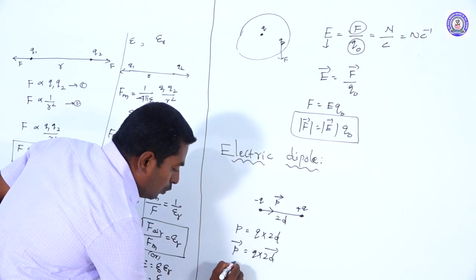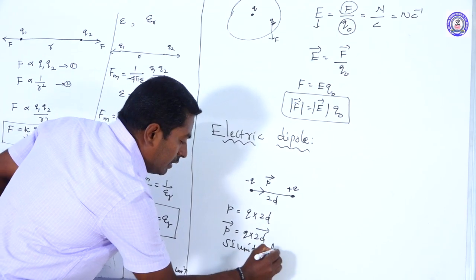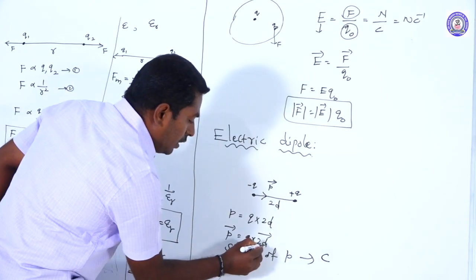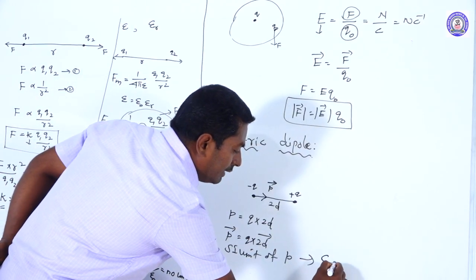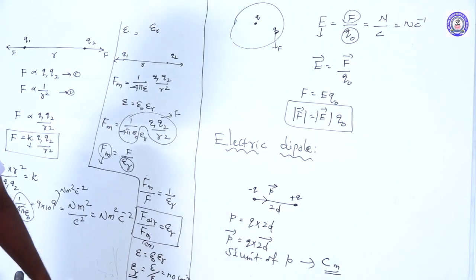So the electric dipole moment is a vector quantity, with both magnitude and direction. SI unit of dipole moment: the SI unit of charge is Coulomb, and dipole distance is measured in meter. So the SI unit of dipole moment is Coulomb meter.